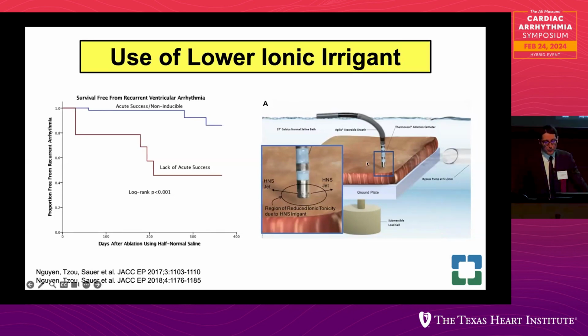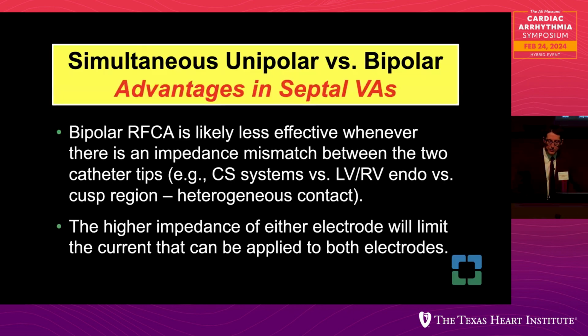But the idea here is that if you have a lower ionic irrigation around, you basically shunt the current because of the higher impedance of your irrigation around your electrode towards the myocardium. So you have essentially higher power that is delivered at the myocardial interface. A few words about the benefit of bipolar ablation versus simultaneous unipolar.